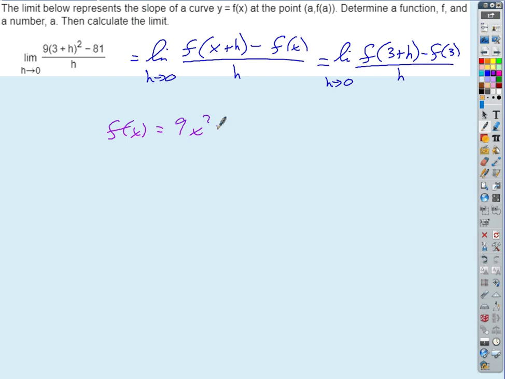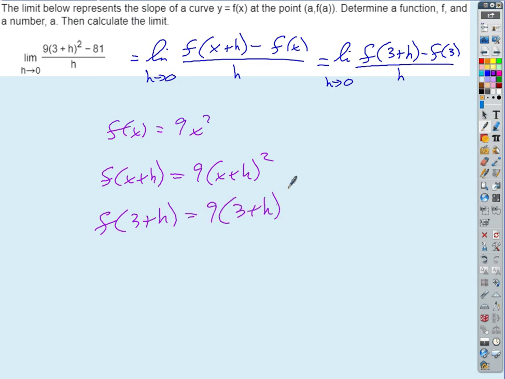That would work, right? Because then what would f of x plus h be? 9 times the quantity x plus h squared, right? And what would f of 3 plus h be? 9 times 3 plus h squared. But what do you know? There it is, right? Okay, so we know what a is. We know f of x is 9x squared. We know a is 3.